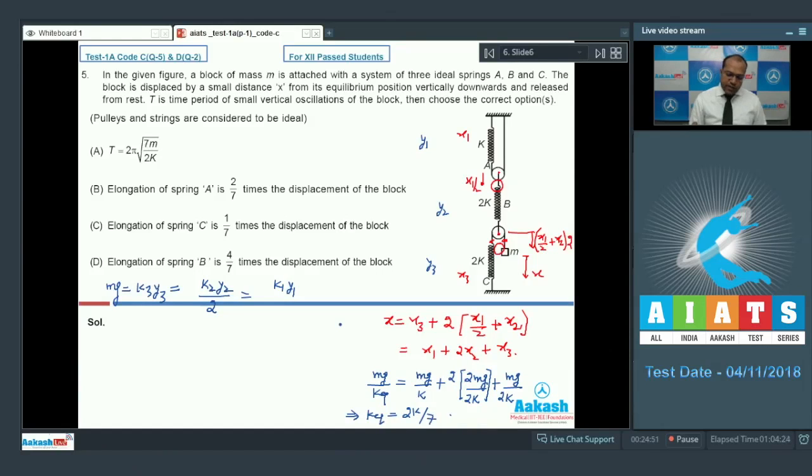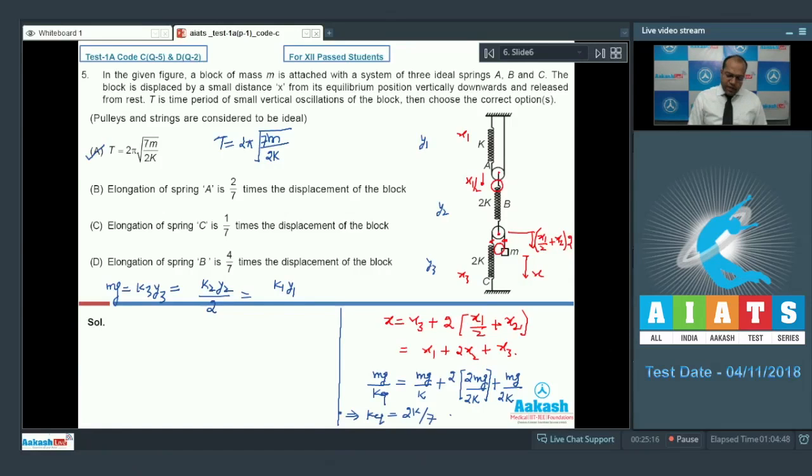If the value of k equivalent is 2k by 7, then we know that T is equal to 2 pi under root m upon k equivalent. So k equivalent is 2k by 7. So it comes out to be 2 pi under root 7m upon 2k. So option A is correct. Let's check the validity of other options.